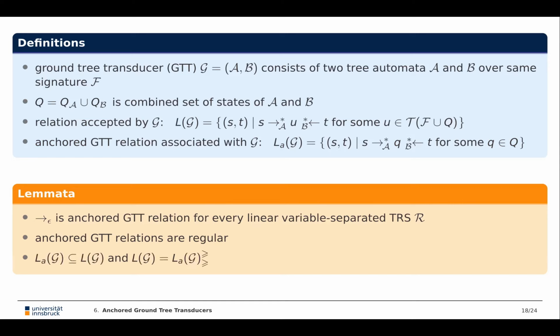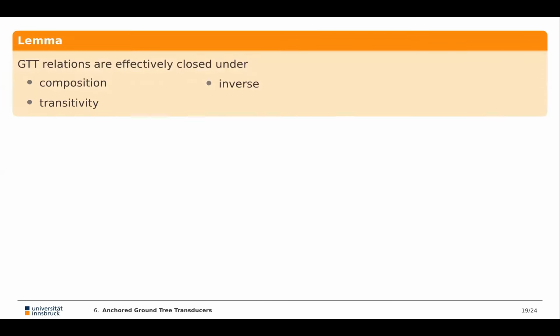Here you can see the relation between the anchored language of a GTT and the language of a GTT. Obviously, the anchored language is a subset of the language, and interestingly, the multi-hole context closure of the anchored language is the language of the GTT. Another reason why these GTT relations are interesting is they come with nice closure properties. For example, GTT relations are closed under composition, transitivity, and inverse, whereas, for example, our two relations are not closed under transitivity. This is why we require them.